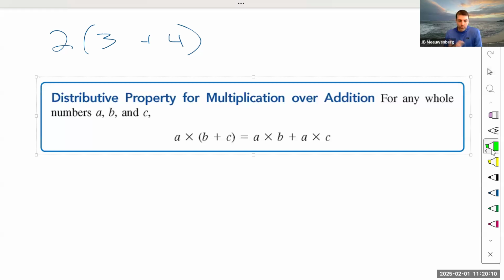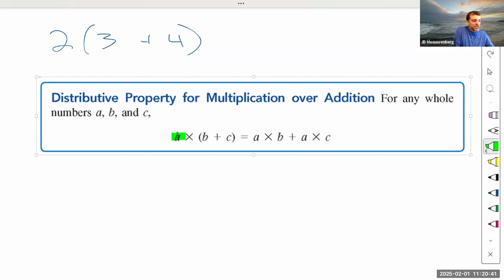One thing you might notice when you examine this property is that what we have here is a multiplication problem and an addition problem. And it's called multiplication over addition. And I'll explain why that is in a minute. When you examine this, we've got our equal sign in the middle, which means this thing over here is going to become this thing when we do distribution.